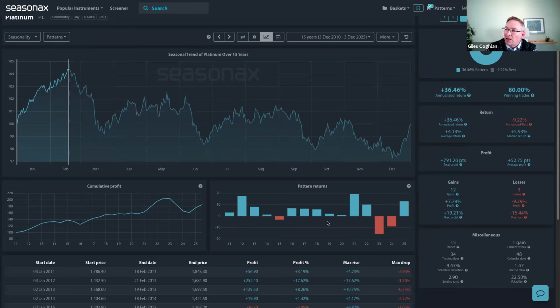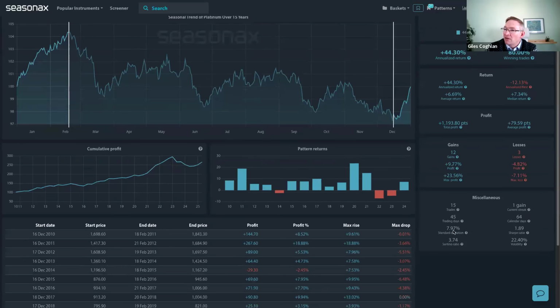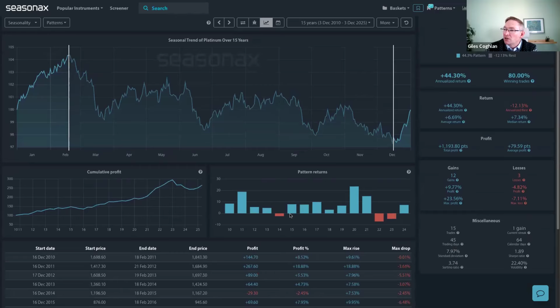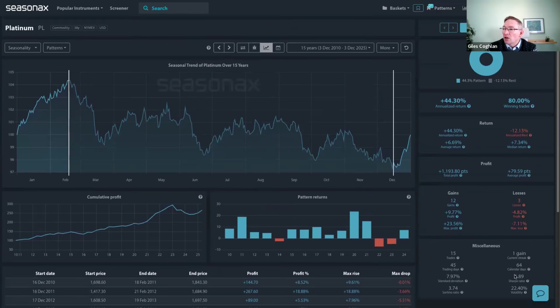So you get this. And the thing to notice is how stable the pattern is, right? Look at the standard deviation, 7.97%, but it's tilted to the upside. So yes, it's quite choppy, but it's choppy to the upside, right? So sometimes you get a small gain, sometimes you get a large outsized gain. So it's a decent commodity.